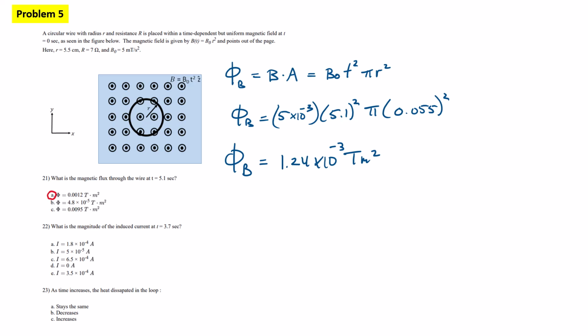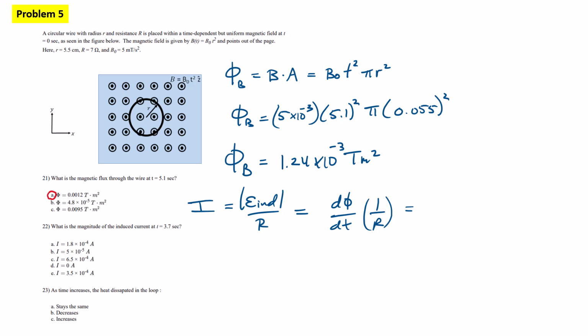All right, next question says, what is the magnitude of this induced current at this specific time? Okay, so again, I have to think of Faraday's law, so I need to know what is the induced EMF divided by the resistance of the loop. The resistance we're given is 7 ohms, so I'm now left to calculate the magnitude of this induced EMF. Again, I'm just worried about the magnitude, so for that I have to find the derivative of the flux with respect to time, and then I have my 1 over the resistance term.